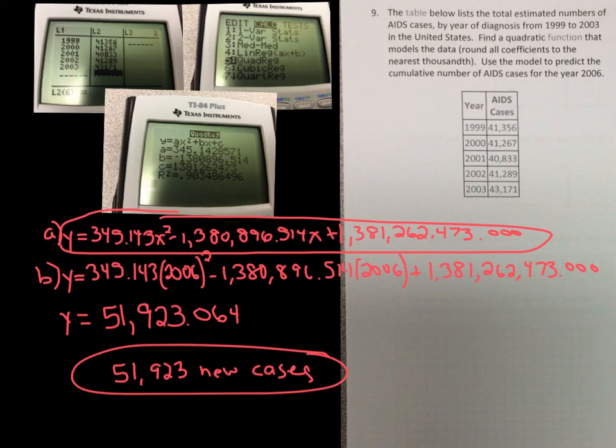But then for part B, they wanted you to use the model to predict the number of AIDS cases for the year 2006. So just replace the X with 2006. And although they don't say what to round to, when you're talking about the number of AIDS cases, there could only be a whole number of cases. So I wound up with 51,923.